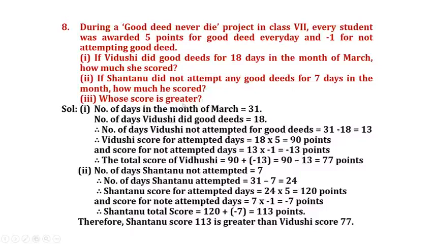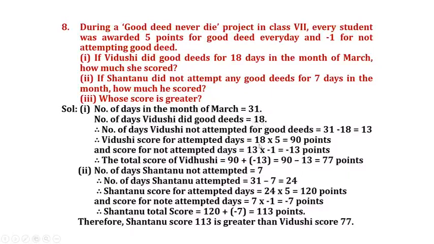Next, whose score is greater? You have to find out between Vidushi and Shantanu. So I am doing this problem in 2 parts. In the first part, I am applying the problem to Vidushi only. So the number of days in the month of March, first you have to know, which is 31. Now in the problem it is given that the number of days Vidushi did good deeds is equal to 18.